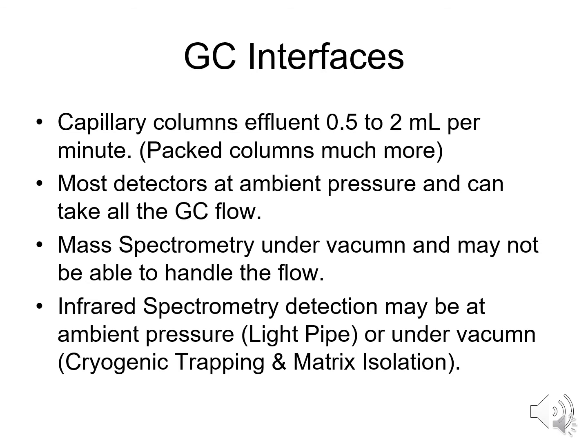spectrometer. In infrared, you've got one detector that is at ambient, the light pipe. And the other two, the cryogenic trapping and matrix isolation, are also under vacuum, just like a mass spec. So when you're trying to package these things together, you've got to take these interfaces into account.